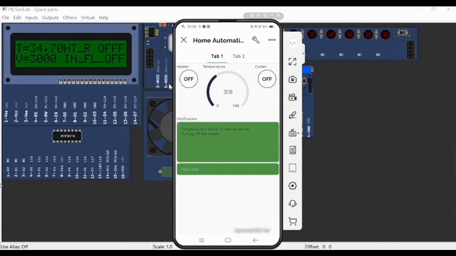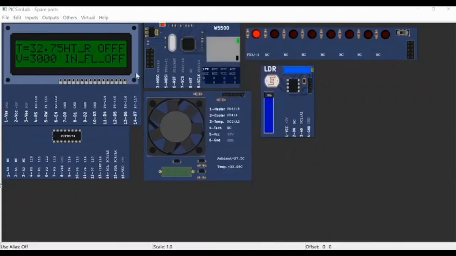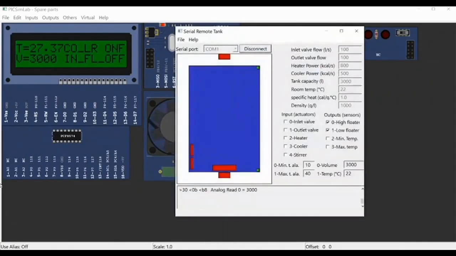This is the indicator which indicates the temperature, and when it reaches above 35, the heater will automatically turn off. And when the cooler is on, the temperature will decrease to 27 degrees Celsius. And this is the serial tank which is used to control the inflow and outflow of the water tank.